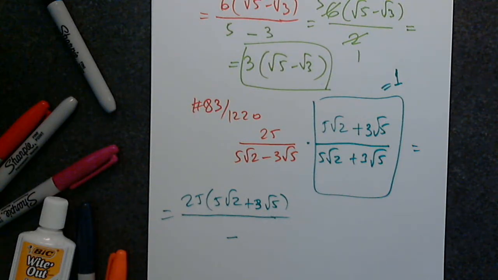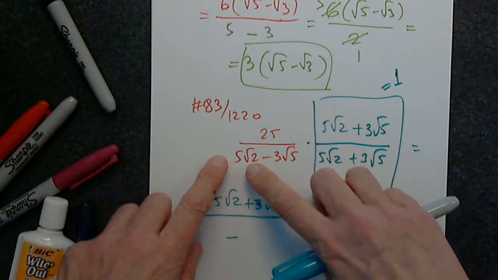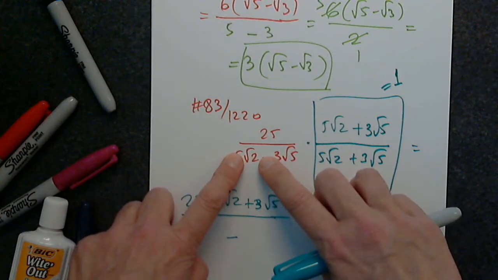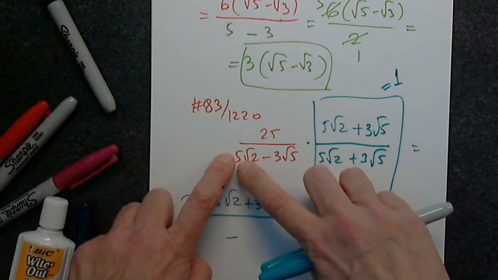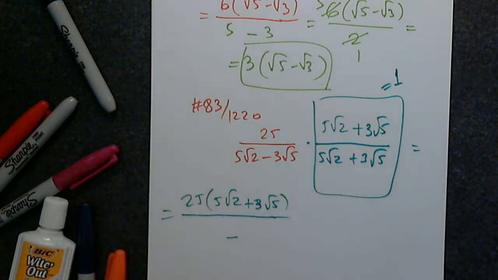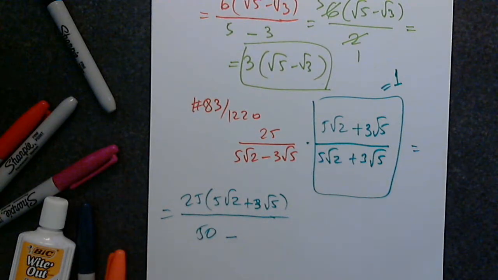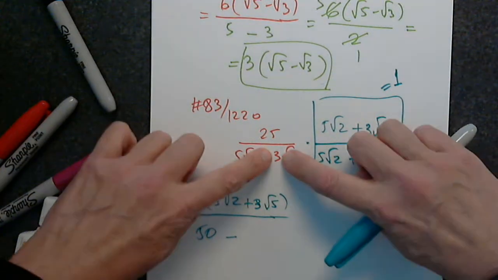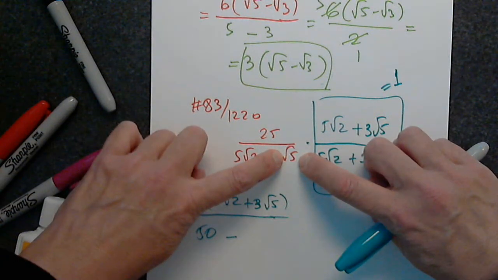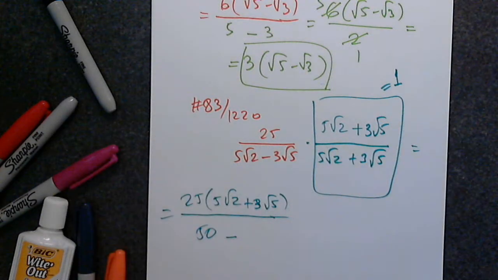When you square 5 radical 2, it's like 5 squared times the square of radical 2, right? So I have to square this term, and I get 25. And when I square this piece, this is 25 and this is 2. So 25 times 2 will be 50. Very good. And now I square this. 9 times 5.